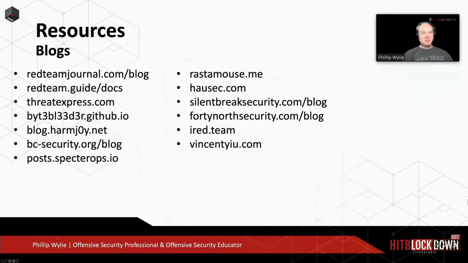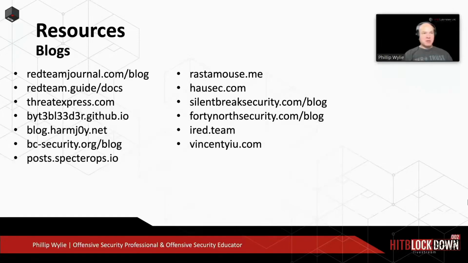Resources: here are some blogs. Red Team Journal. It's one of the older ones. It's still out there. It hasn't been updated in a while, but it's really good information on red teaming, and it's a good place to start. Red Team Guide is also a good place to start. It has not only tools and techniques, it shows you how certain documents needed for red team operations, and different types of things for managing red team operations. That's also part of ThreatExpress.com, one of their sister sites that contains similar information by the same authors.